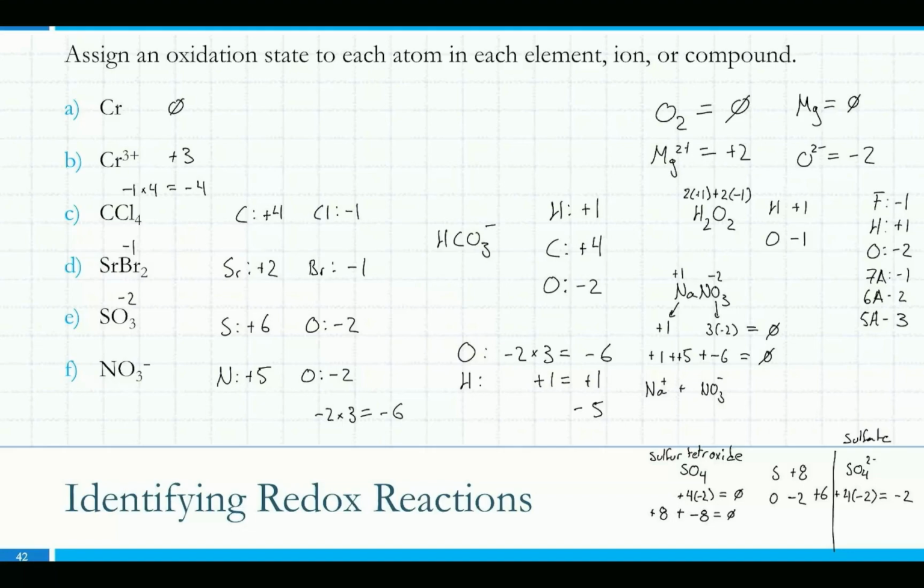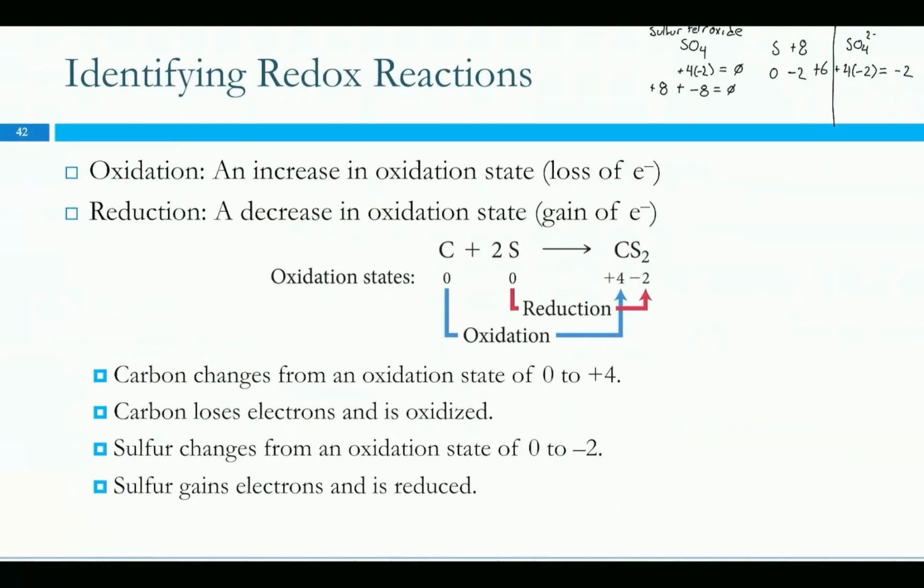Moving on to identifying redox reactions. Oxidation and reduction always have to occur together. So if something loses an electron, that electron can't just disappear or just leave in a regular situation. It has to go to another element. So oxidation is an increase in oxidation state, loss of electrons. Remember OIL RIG. So oxidation is loss, reduction is gain.